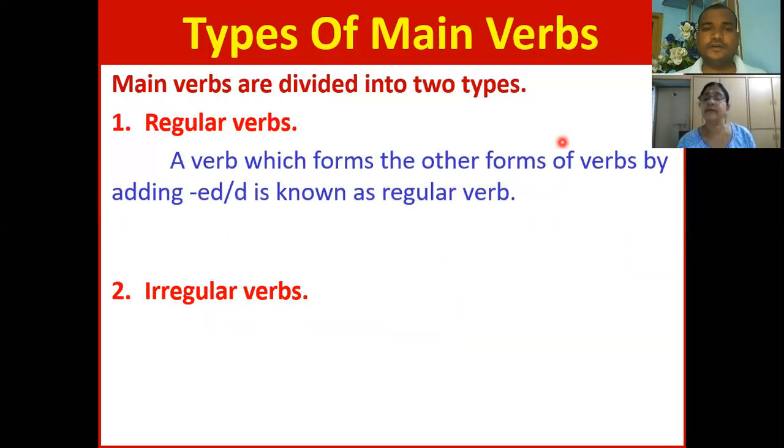Regular means frequently coming, maybe. Okay. So here, a regular verb means a verb which forms the other forms of verbs by adding ed or d. For example, if I give you V1, and you are able to form V2 and V3 forms by adding D or ED to the base form, that verb is known as regular verb.